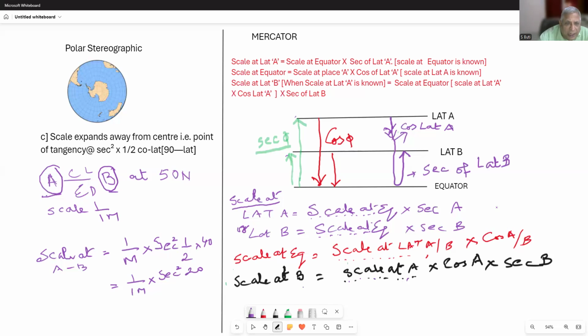Now, since the scale expands outward from the equator, whether you go towards north or south, it comes to the same thing. It contracts as you move nearer to the equator. So if the scale at latitude A or B is known to you, multiply with the cosine of the latitude and you'll get the scale at the equator. So if your two places are located at the equator, but the scale at latitude A or B is given to you, first find out the scale at the equator and then use that scale for your numericals.